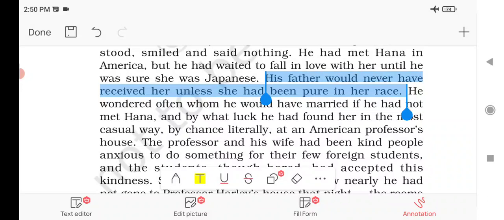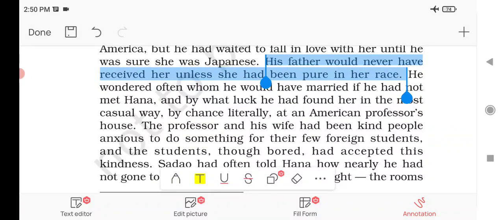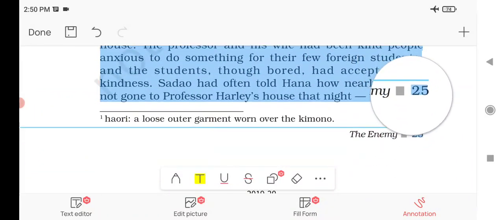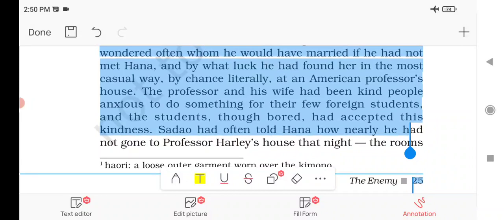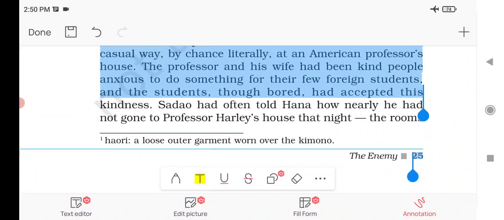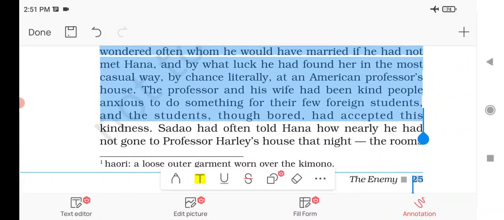By what luck he had found her, in the most casual way, by chance, literally at an American professor's house. Now he shares how he met his wife Hannah, and very unexpectedly he found Hannah in an American professor's house. The professor and his wife had been kind people, anxious to do something for their few foreign students, and the students, though bored, had accepted this kindness. So the professor and his wife invited a few of their foreign students, and Sadao and Hannah were amongst them, right?